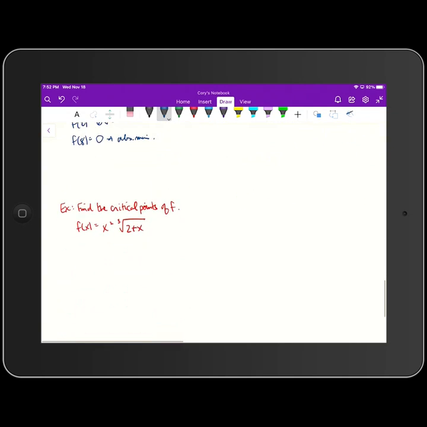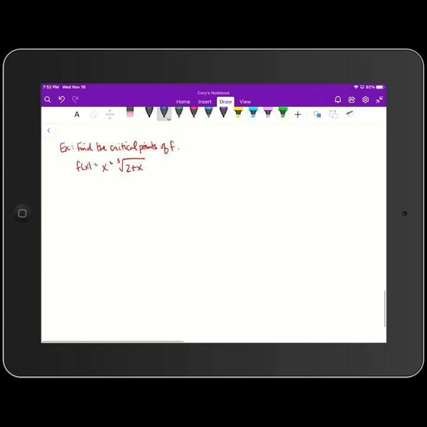Okay, last example. So the directions for the last one only ask us to find the critical points of the function f. Okay, so again, we just have to find the critical points here. We're not finding the absolute max and the absolute min.